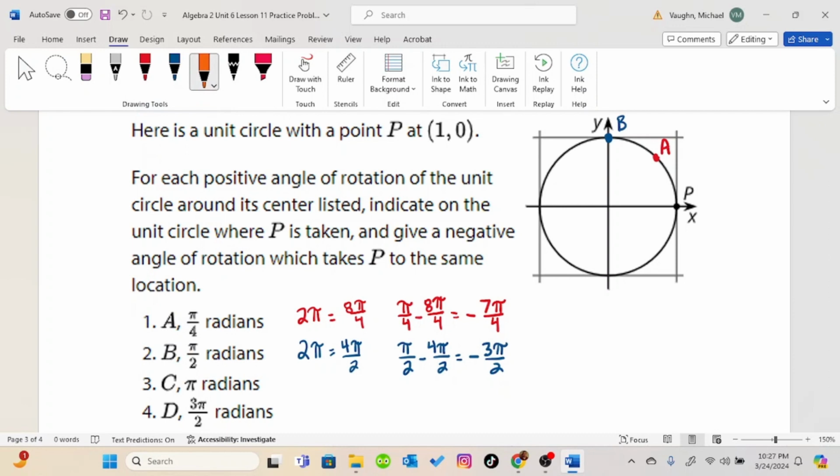Point C, pi radians. That's half a circle counterclockwise. So my point is on the left side of the circle for point C. If I want my negative, I take pi and I subtract 2 pi, which equals negative pi. That would take me clockwise half a circle and put me in the same spot.